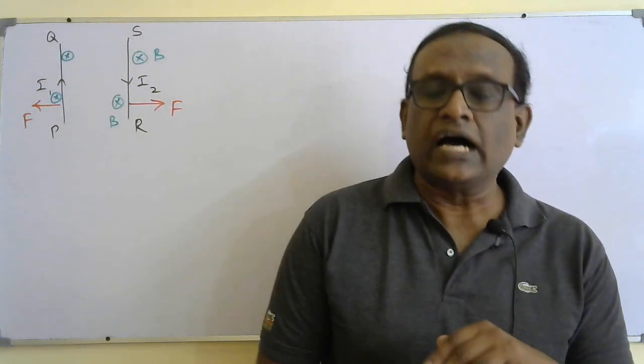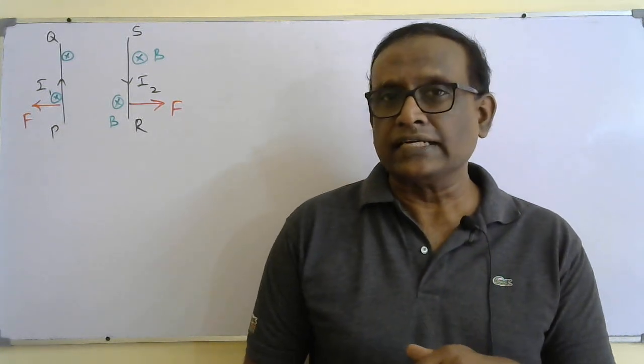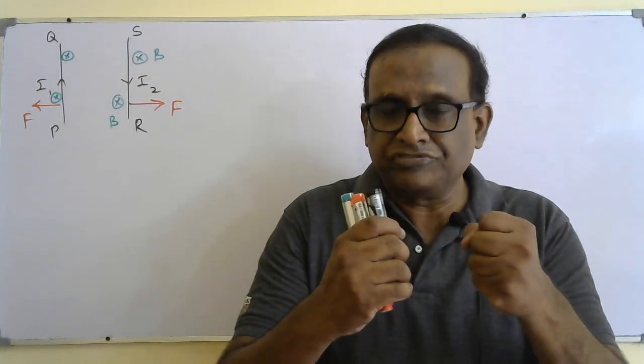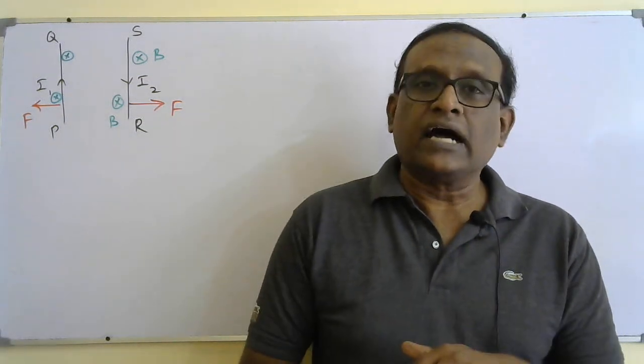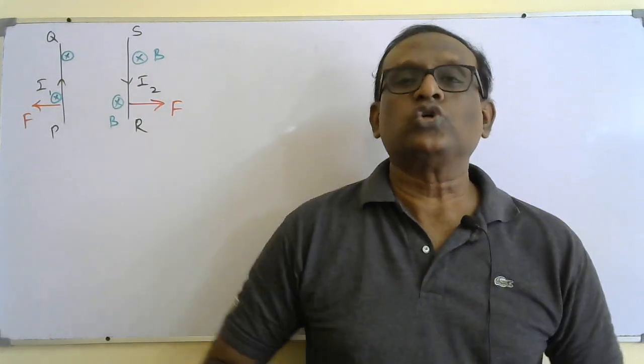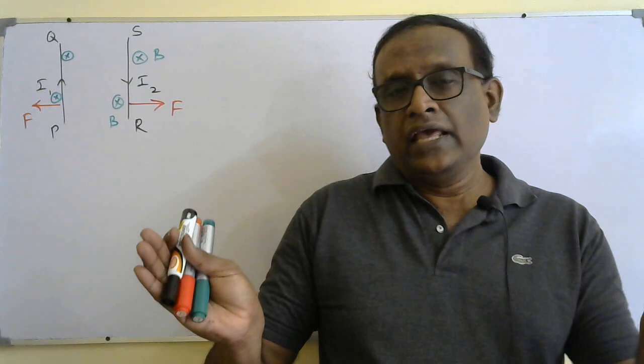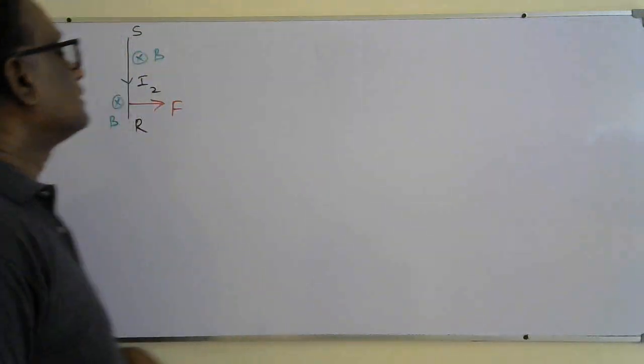Remember that when current flows on two parallel wires in the same direction, they will have an attractive force. But when the current flows in opposite directions on two parallel wires, the force will be repulsive. The magnetic force will be repulsive force. Remember that.